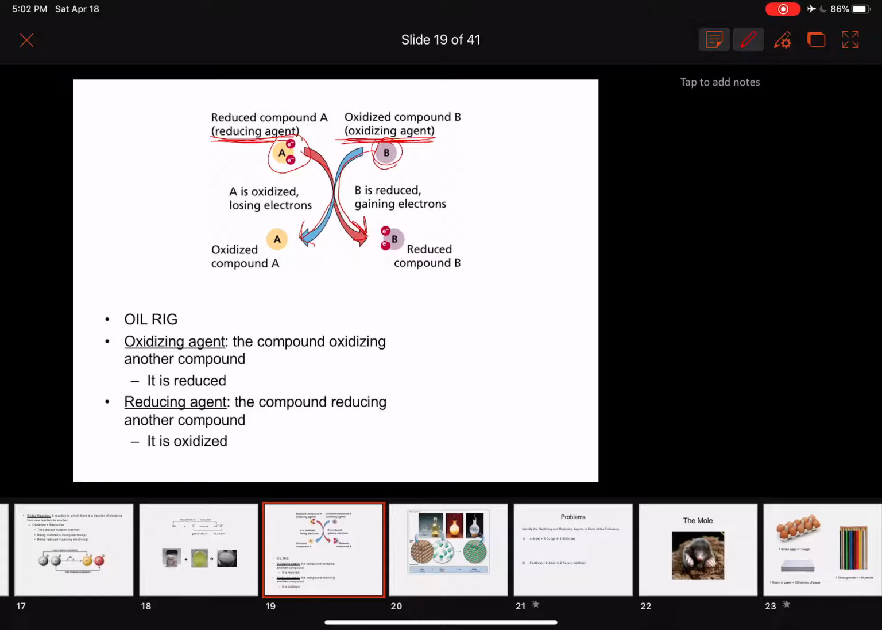So again, the oxidizing agent is the compound that's oxidizing somebody else, but it itself is being reduced. And the reducing agent is the compound that's reducing somebody else, but it itself is oxidized. Now, this right here, OIL RIG, this is just a way to remember oxidation and reduction.